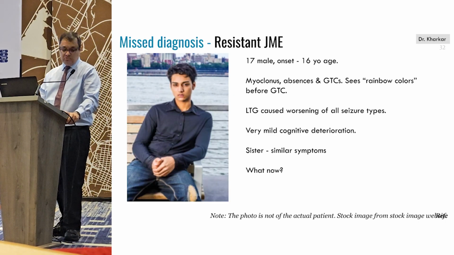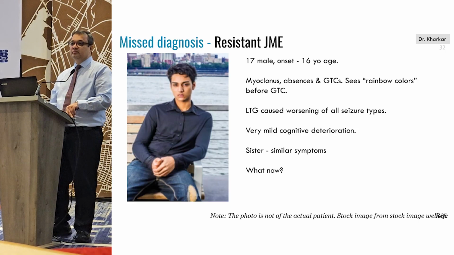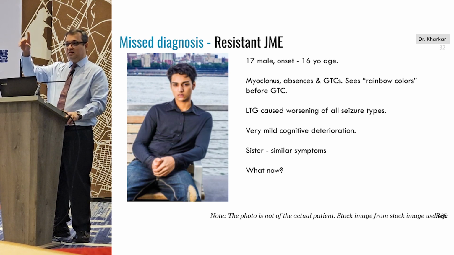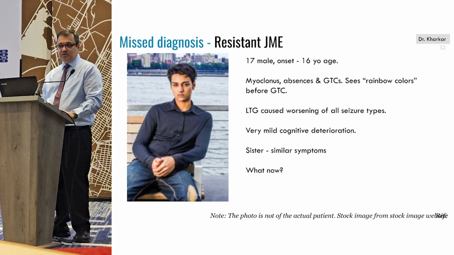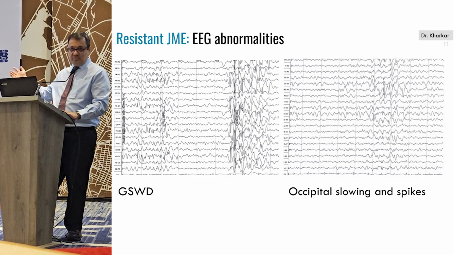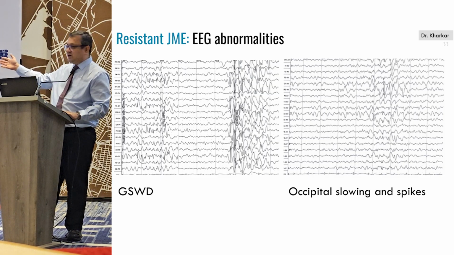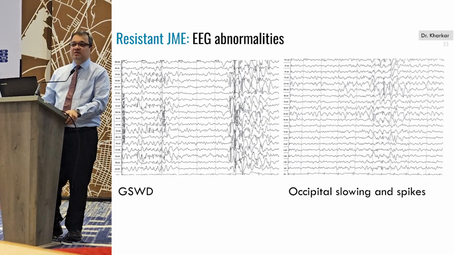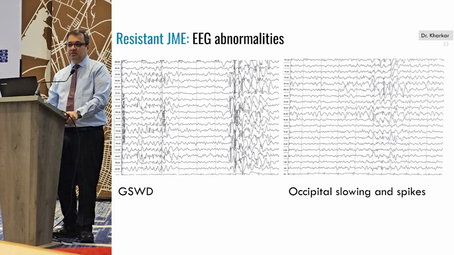So what now? What would you do now? Anybody? Next is genetic testing. Anybody else for lumbar puncture? Genetics has taken over everything. So, of course, we find this and there's polyspike discharges, but in this particular patient, we also found occipital discharges. And this person had progressive myoclonic epilepsy.